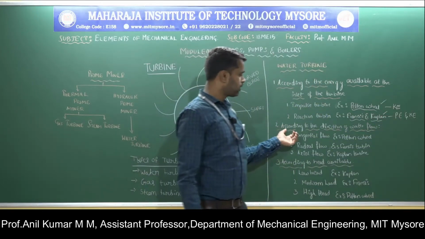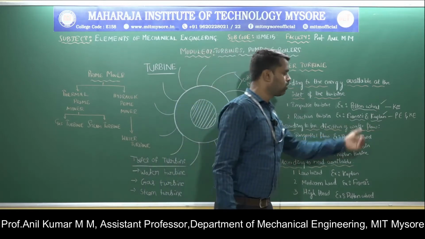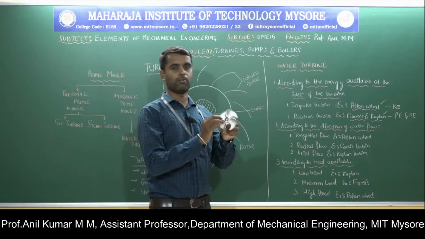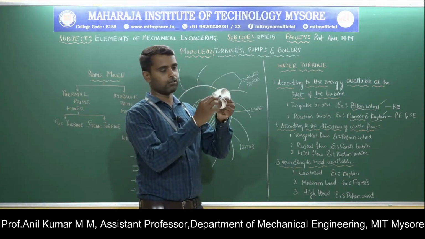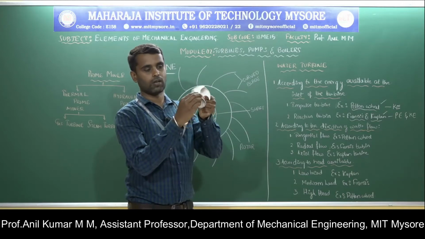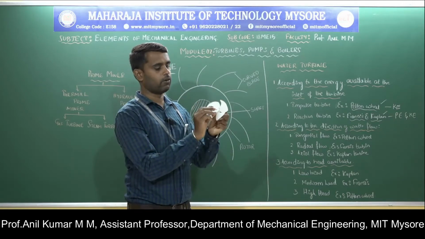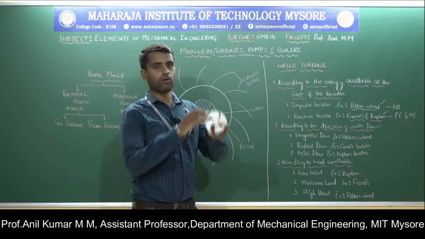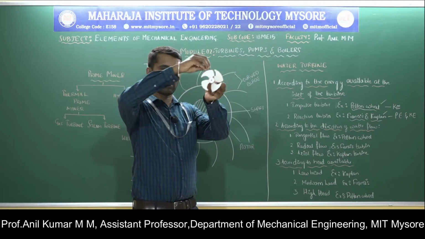Next classification is according to the direction of water flow over the blades. Just imagine this is a turbine and these are the curved blades that are fixed on the circumference of the wheel. This is called a rotor and this one you can call the shaft. The classification is according to the direction of the flow of water over the runner blades, that is, how the water strikes the runner blades.